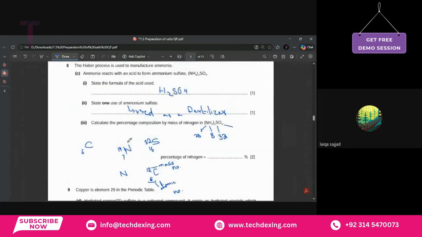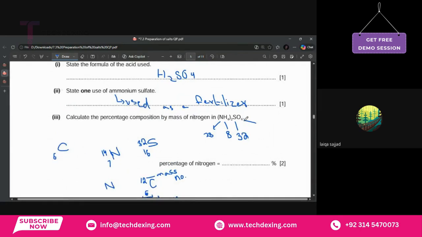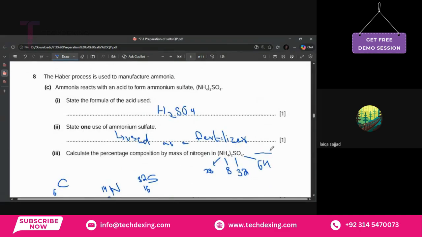Okay, so for oxygen, it's 16 for one atom, and we have four of the oxygen atoms, so it would be 16 times 4, it's 64. So the total molar mass, the formula mass for this ammonium sulfate, would be simply the sum of all of them. It would be 28 plus 8 plus 32 plus 64, and it would give you 132. Now we have got the total formula mass for this compound.